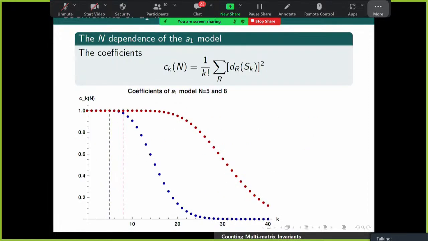And I've just plotted some of the coefficients here for you, comparing n equals 5 with n equals 8 in the A1 model. And you see that they cut off rather sharply, not at n, where one might expect, but at a larger number.